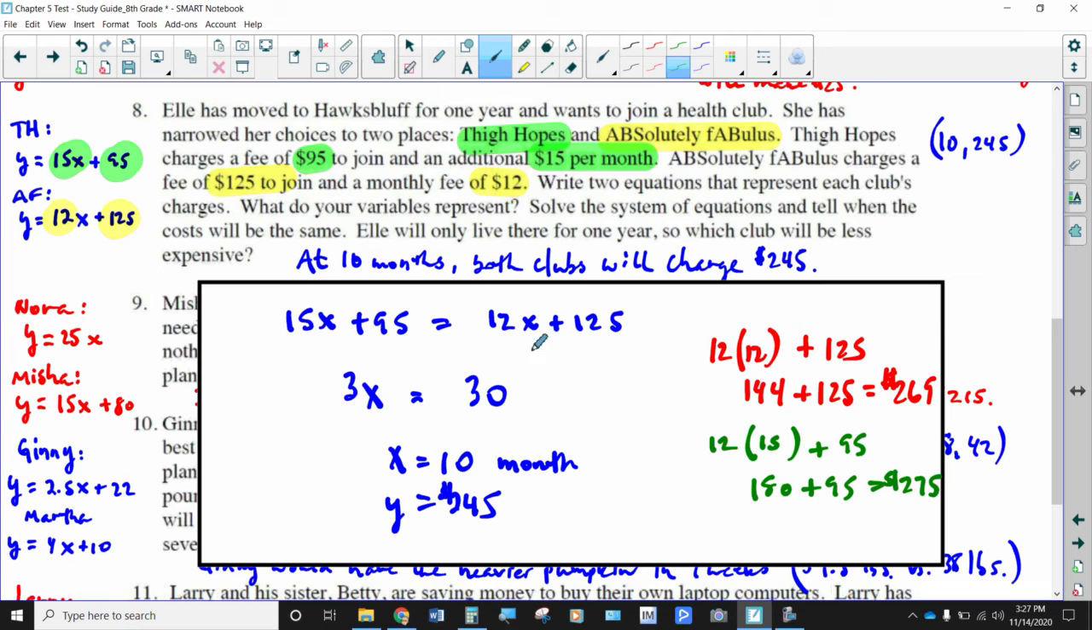Which one was cheaper? While they charged more at the beginning, when you get past that threshold, the solution to the system, 10 months, $245, this one becomes the cheaper one, and that one becomes more expensive. So anything less than 10 months, this is better. Anything more than 10 months, the other.